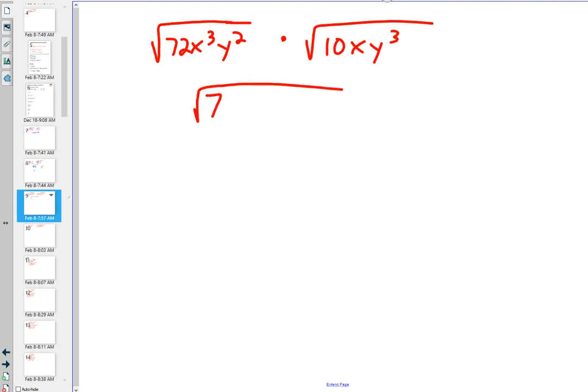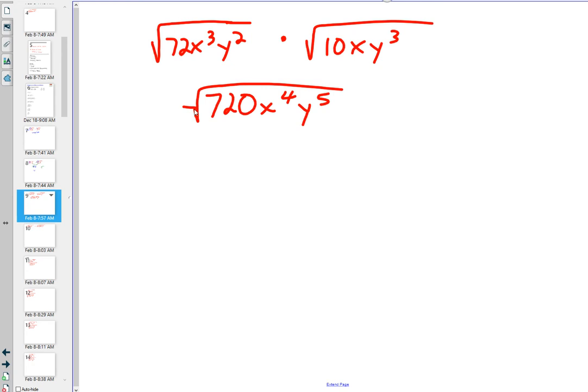First thing you should have done is multiply. 72 times 10 is 720, then there's 4 x's and there's 5 y's. The reason why you are allowed to multiply is because they're both square roots. The indexes are the same. Okay, but now we need to simplify that radical. Best case scenario would be if 720 is a perfect square, which it is not.